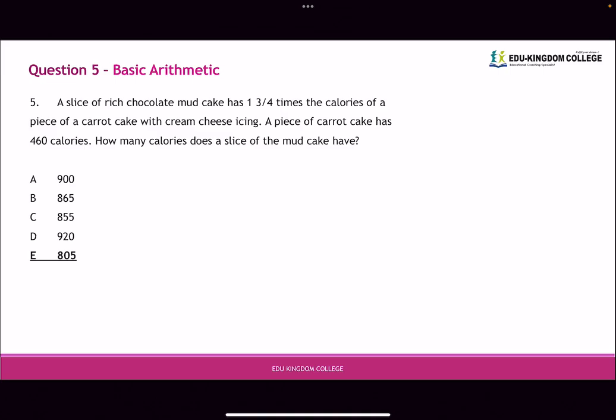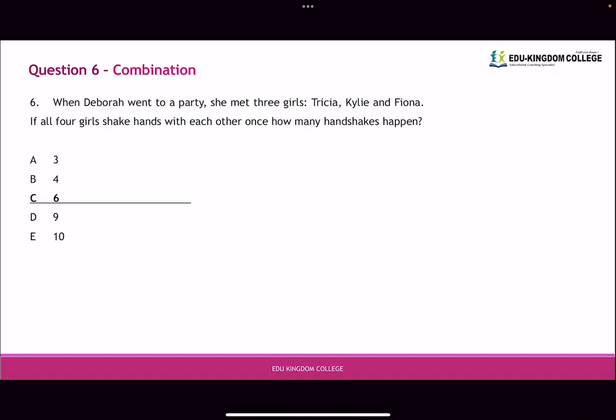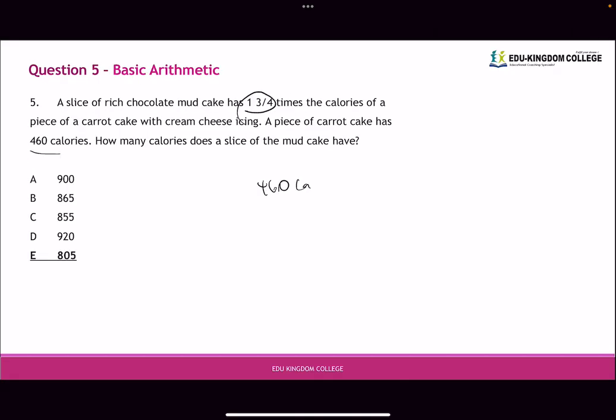Question 5. A slice of rich chocolate mud cake has 1 3/4 times the calories of a piece of carrot cake. So carrot cake has 460 calories, and mud cake has 1 3/4 times that. So what's 1/4 of 460? Let's divide it by 4. So 115.